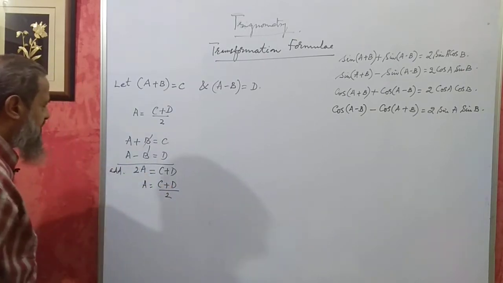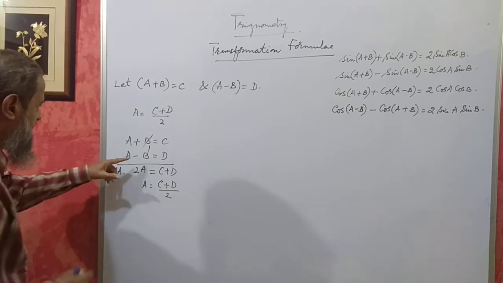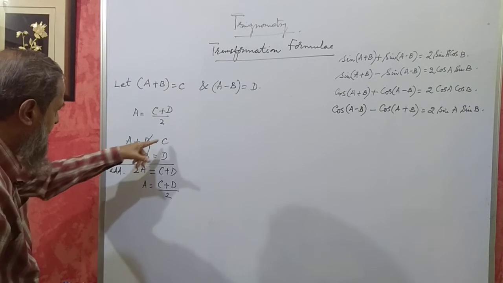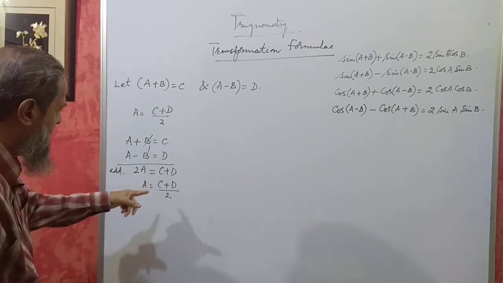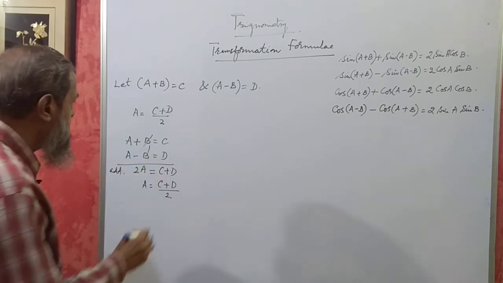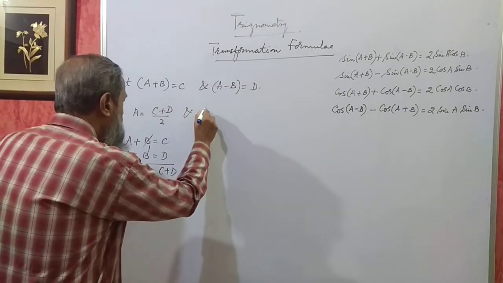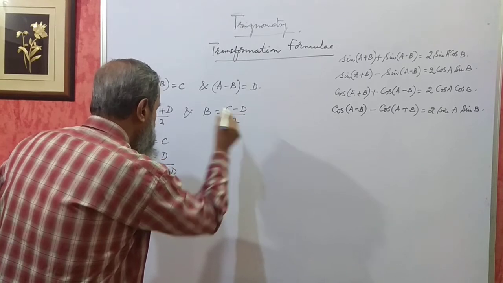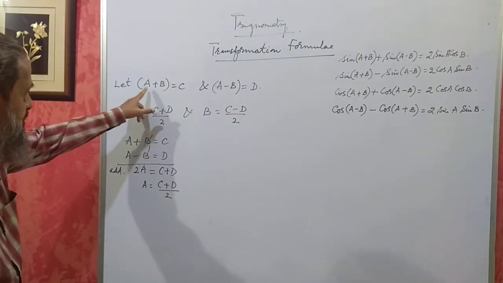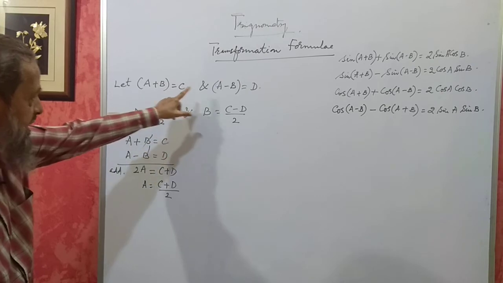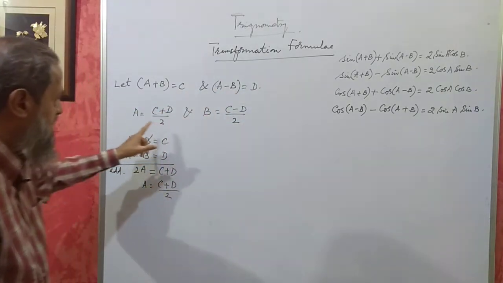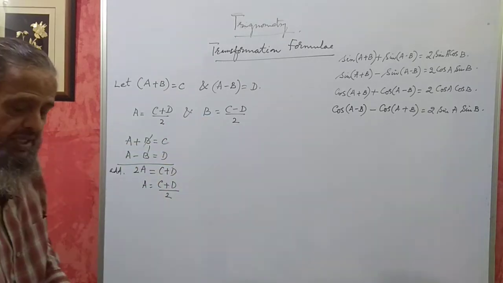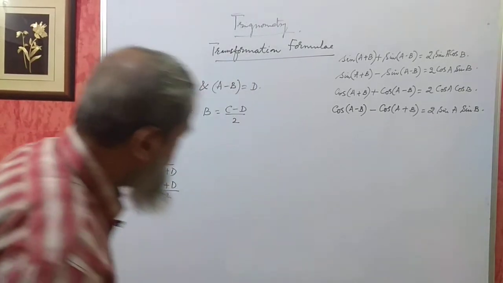Similarly, if you subtract this and this, A will get cancelled. 2B will be equal to C minus D. So B will be equal to (C minus D) divided by 2. So if we put A plus B is equal to C and A minus B is equal to D, A will be equal to (C plus D) by 2 and B will be equal to (C minus D) by 2.